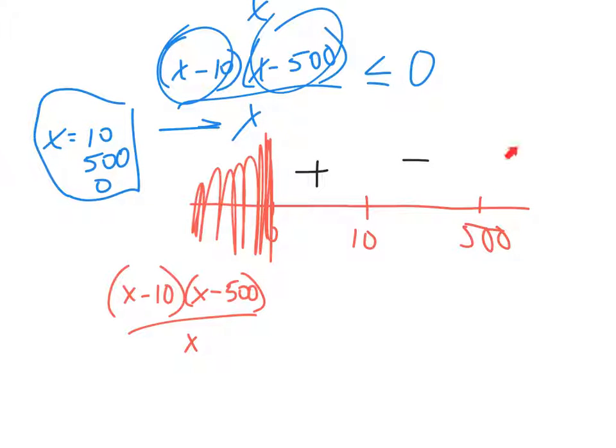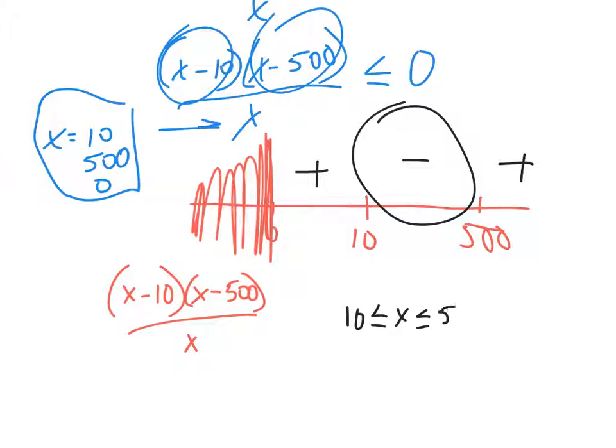So let's pick a number like 600. 600 minus 10 is positive. 600 minus 500 is positive. So positive times a positive is a positive, divided by a positive gives me a positive answer here. Okay, so that makes it real easy to just go through here and figure that out. So the function f of x is negative right here between 10 and 500. So the solution is 10 is less than or equal to x, which is less than or equal to 500.